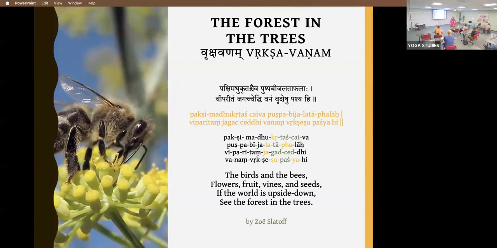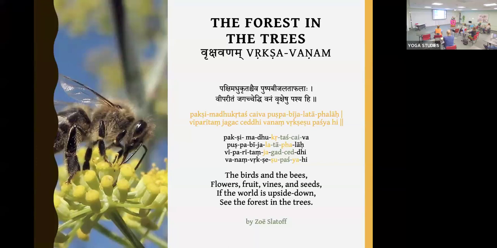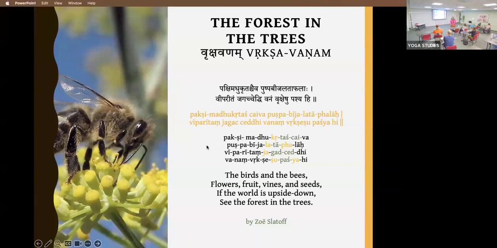see the forest in the trees, see the vanam in the Vriksha. And I'm always talking about this with my Sanskrit students, which is where this came from, is that when you're translating, you need to both look closely, which I call looking at the trees, and also you need to take a wide view and look back at the greater meaning and see the forest. So this is sort of my Sanskrit teaching poem. So let's chant it.